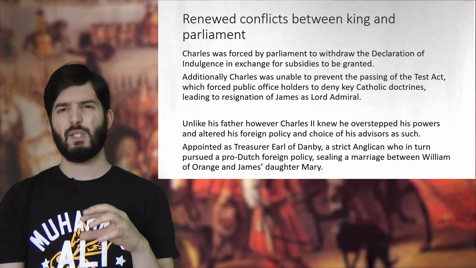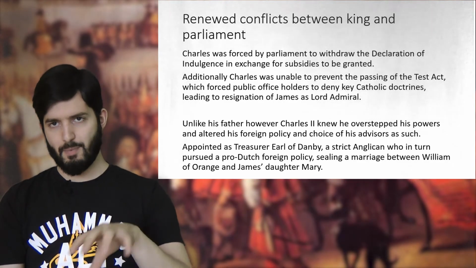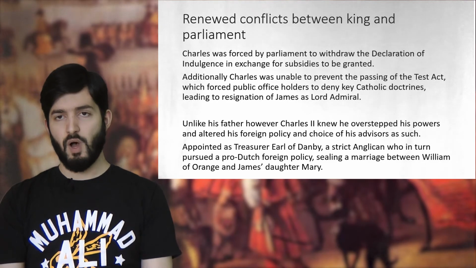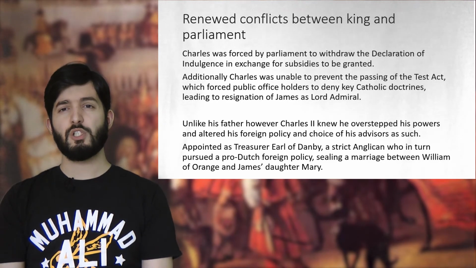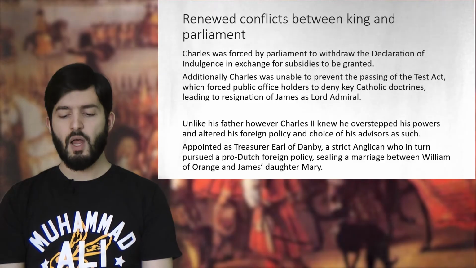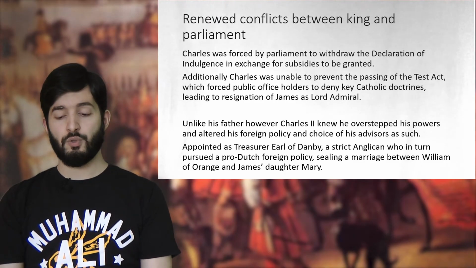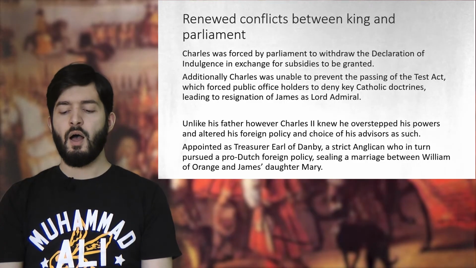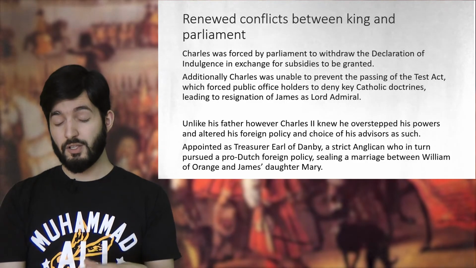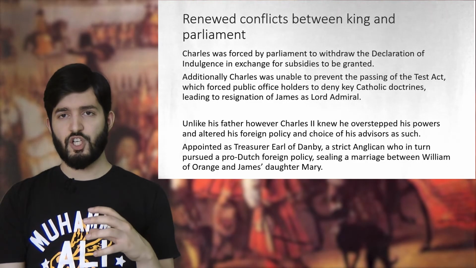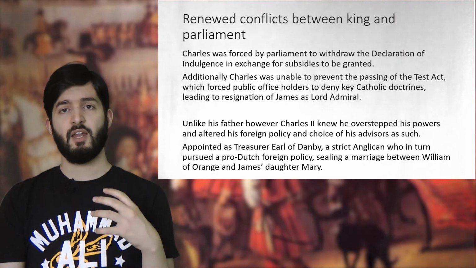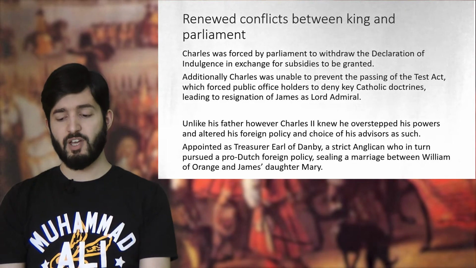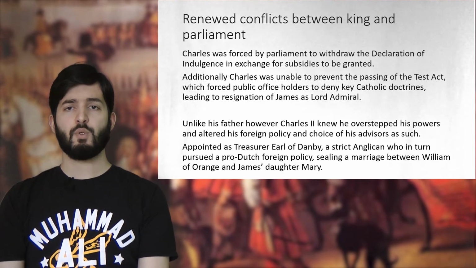And so what's clear is, unlike his father, Charles II really understands when he has overstepped his powers, and as a result is willing to compromise in terms of his domestic policy with regards to religion, but also alter his foreign policy as well. And so his choice of advisors also changes. And so he appoints a man called the Earl of Danby as his treasurer, and he really becomes a significant advisor and figure within Parliament, and becomes quite influential.